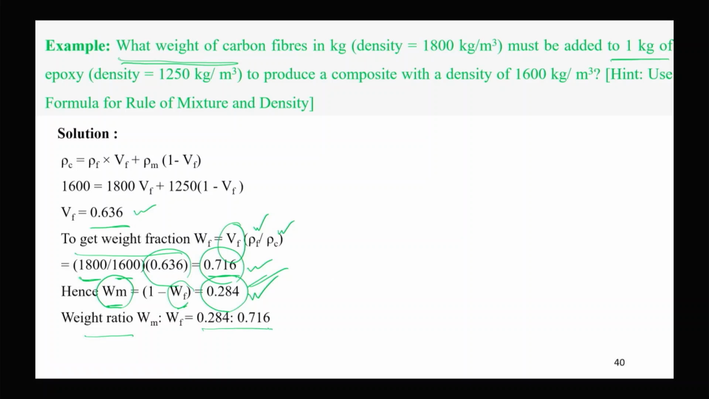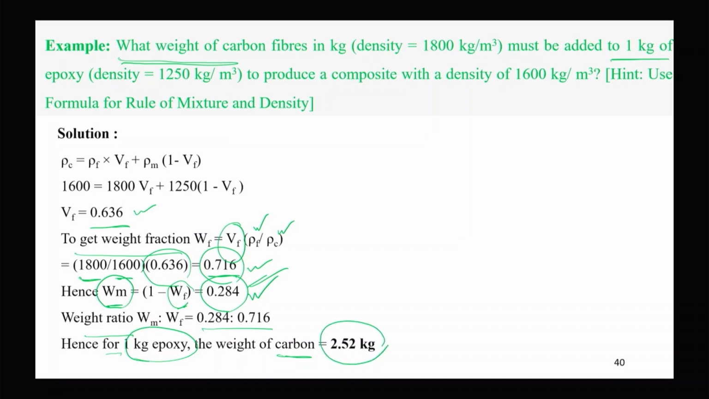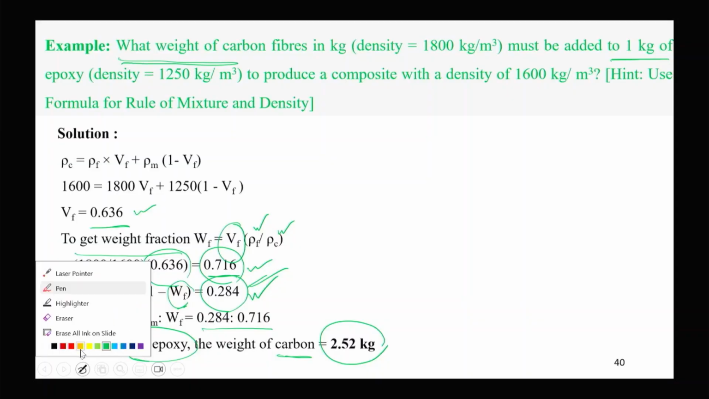This is the weight ratio. From there we can calculate the weight of carbon fiber for 1 kg of epoxy. It will be 2.52 kg. So this is the way we can calculate the requirement of carbon fiber, if we know the density. Here the rule of mixture is being used.